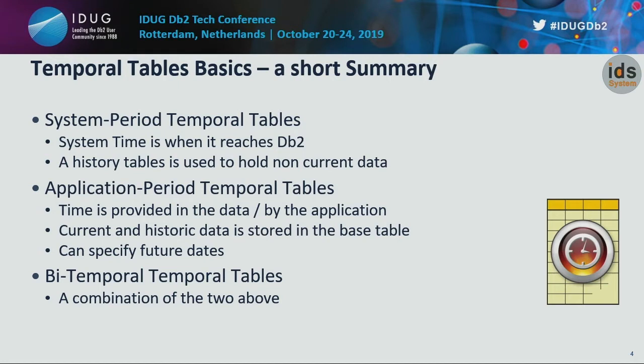And for that, you don't need a history table because all the historic periods are kept in the base table anyway. There's also the option of a combination of the two. So you have a bi-temporal table, having already two dimensions of time, combining system and application period temporal tables.